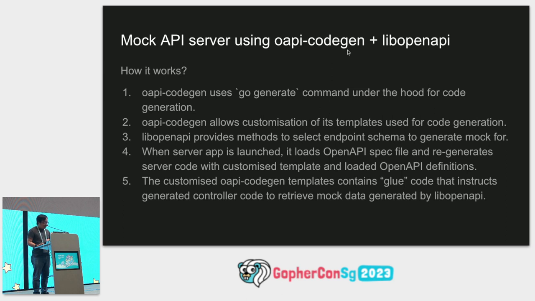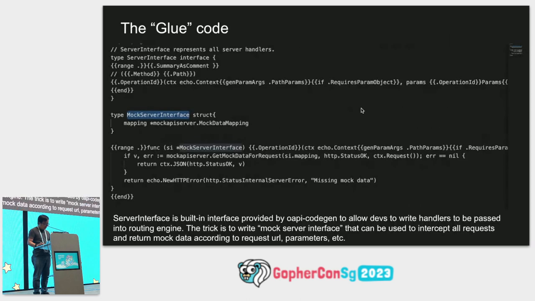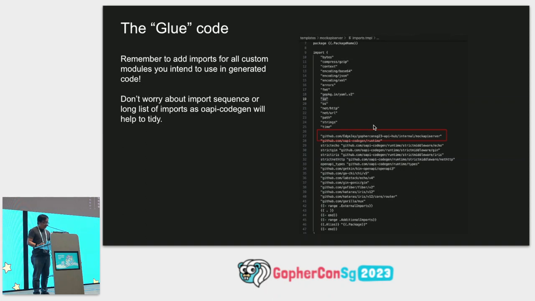So what I did here is basically merge these two libraries together using some glue code, using libopenapi to generate the mock data and then serve it out through the server code generated by oapi-codegen. How it's done is through a modification of the templates provided by oapi-codegen. The library supports customization of their templates, so you can customize it to suit your various use cases. Just remember, if you add any custom code that's used in the templates, you must remember to import it in the template as well.